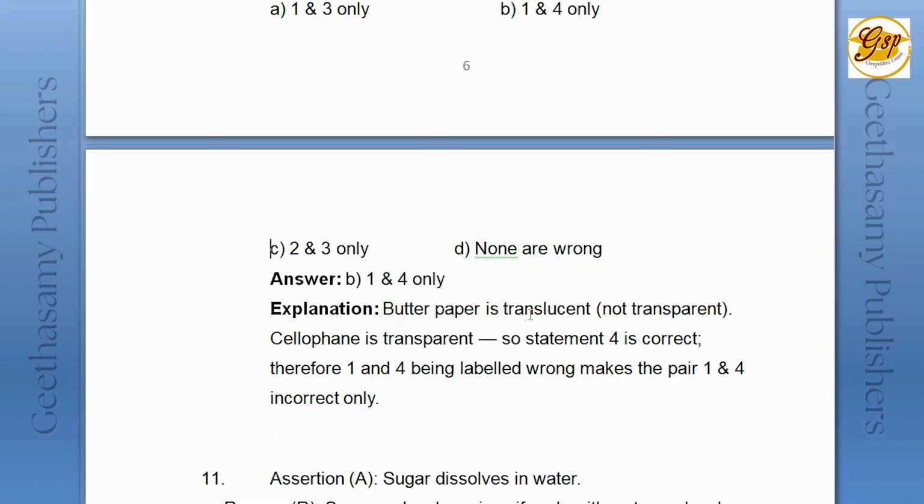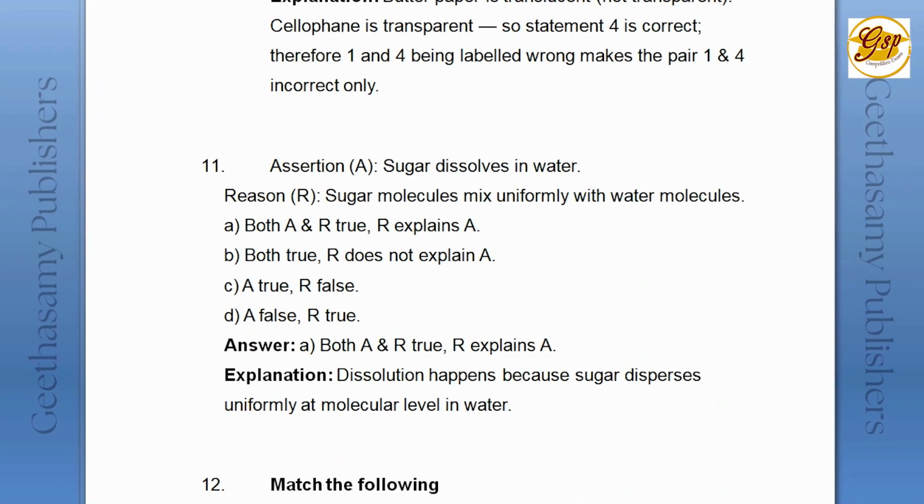Explanation: butter paper is translucent and not transparent. Cell phone is not transparent, so statement 4 is also wrong. So 1 and 4 are incorrect. Fine. And the 11th question. Assertion.